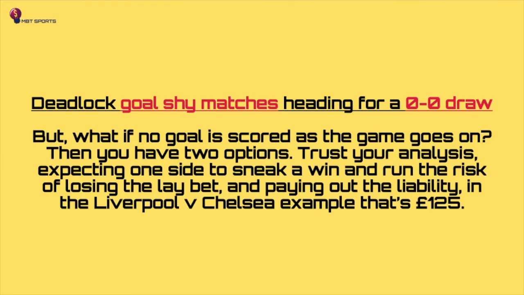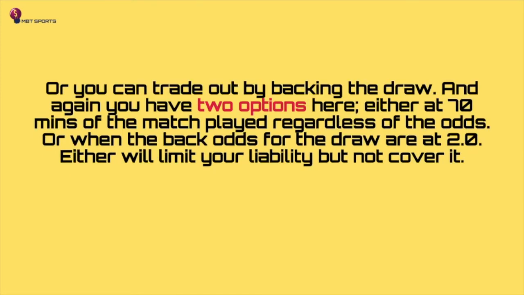But what if no goal is scored as the game goes on? Then you have 2 options. Trust your analysis, expecting one side to sneak a win and run the risk of losing the lay bet, and paying out the liability. In the Liverpool v Chelsea example, that's £125. Or you can trade out by backing the draw. And again, you have 2 options here. Either at 70 minutes of the match played regardless of the odds, or when the back odds for the draw are at 2.0. Either will limit your liability but not cover it.